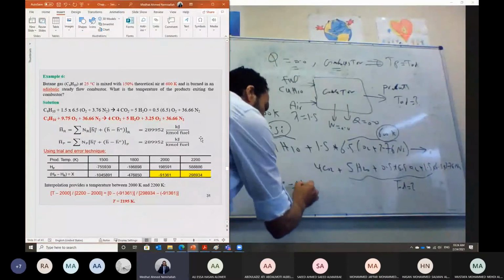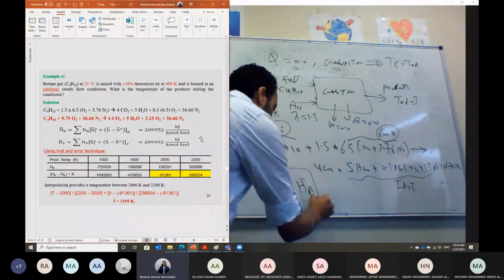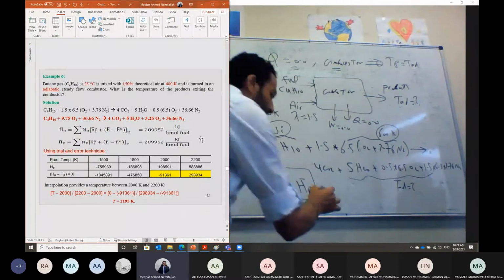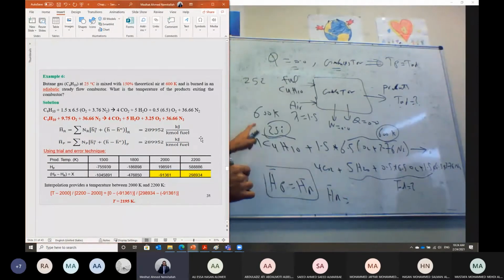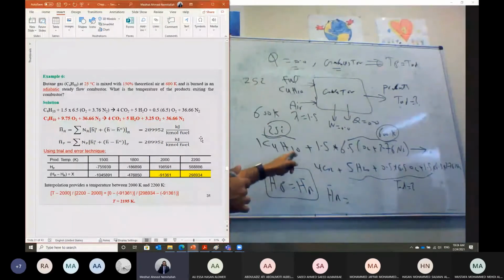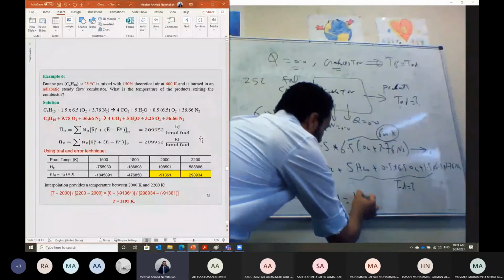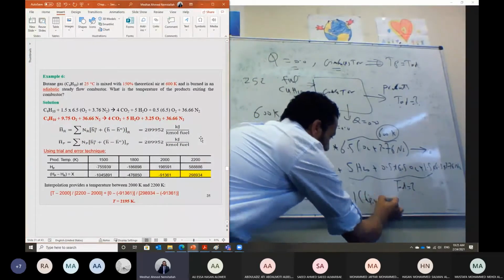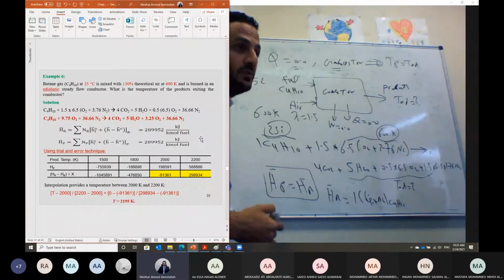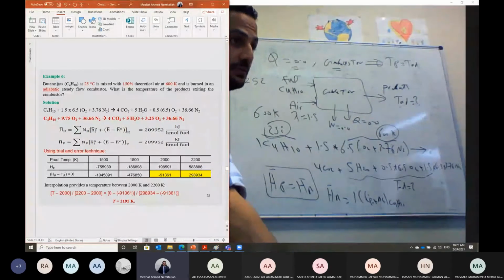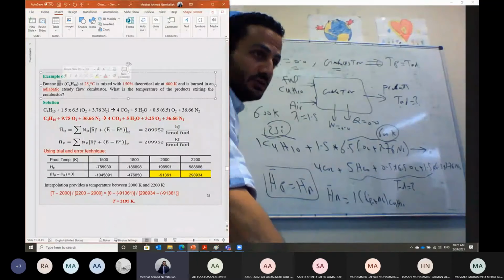We will say H product is equal to H reactant. And the enthalpy of the reactant: we already have the temperature of the reactor, so we can calculate it. We have 4. We have 1 enthalpy of formation plus delta H for the fuel C4H10. This fuel, guys, is a gaseous fuel, because the enthalpy of formation, as you know, will be different.